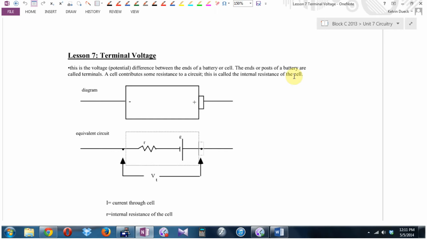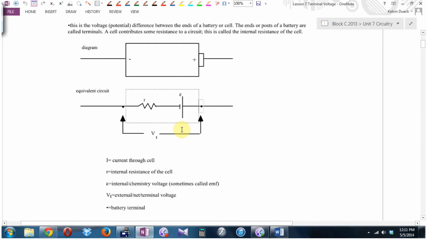Show you what I mean. Read along with me. It says, this is the voltage or the potential difference between the ends of a battery or cell. The ends or posts of a battery are called terminals. And a cell contributes some resistance to a circuit. This is called the internal resistance of the cell. In other words, here's a battery. In a circuit diagram, we have this. The EMF, that's this thing right here. This is the symbol. So in our notes, we're going to write next to EMF, this is constant.